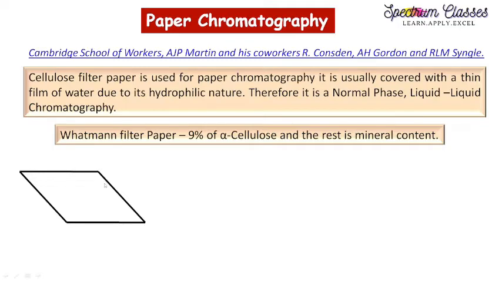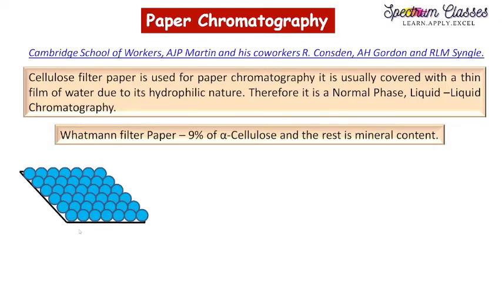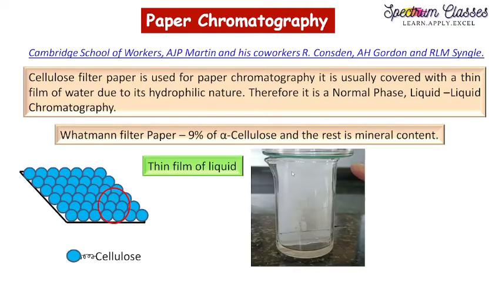Suppose this is our Whatman filter paper, and the composition of this Whatman filter paper is 98% alpha cellulose and the rest are mineral contents. Due to its hydrophilic nature, the cellulose molecules present in this Whatman filter paper are attached to water molecules in this manner. So the Whatman filter paper already has a layer of liquid, and the solvent system is again a liquid, so it is a liquid type of chromatography.